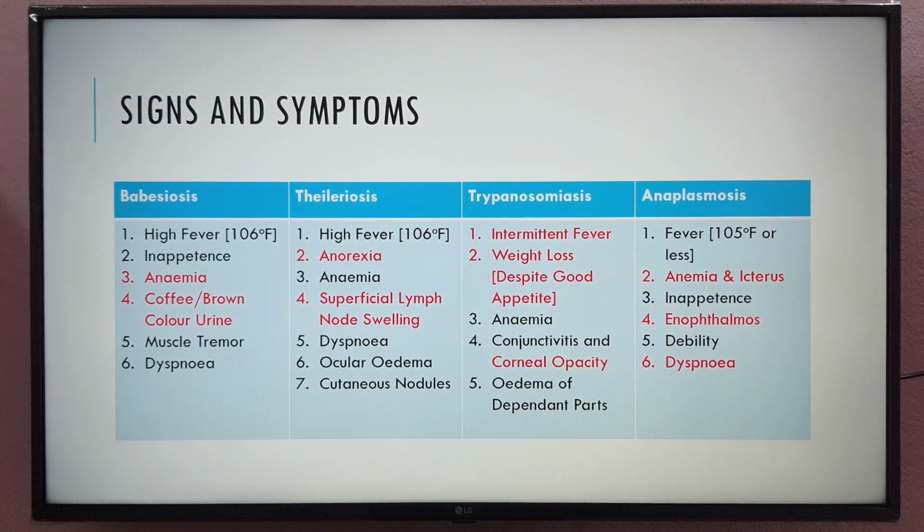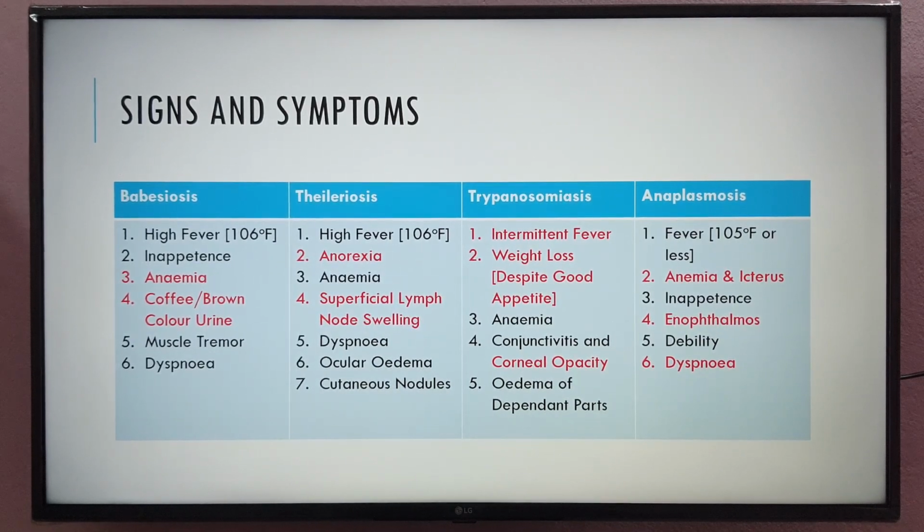Now in Babesiosis you will also find muscle tremor, because there is less blood, so hypothermia; to generate temperature there will be muscle tremor. And dyspnea, because of anemia there will be dyspnea. Dyspnea is difficulty in respiration.